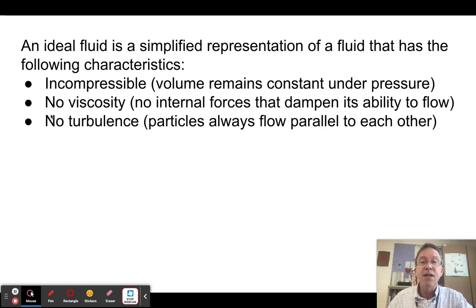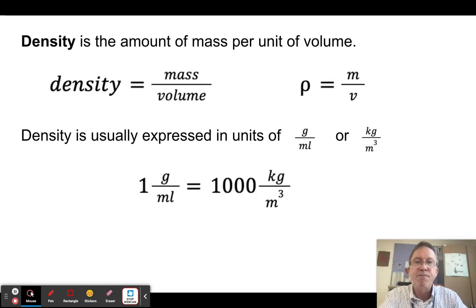The other property is that it has no viscosity. Viscosity is basically an internal force that makes it difficult for molecules to slide past each other. It dampens its ability to flow. So we're saying in an ideal fluid, that's not present. And also, there's no turbulence. What that means is when the particles are moving, they're all moving parallel to each other. They're not moving at different angles relative to each other.